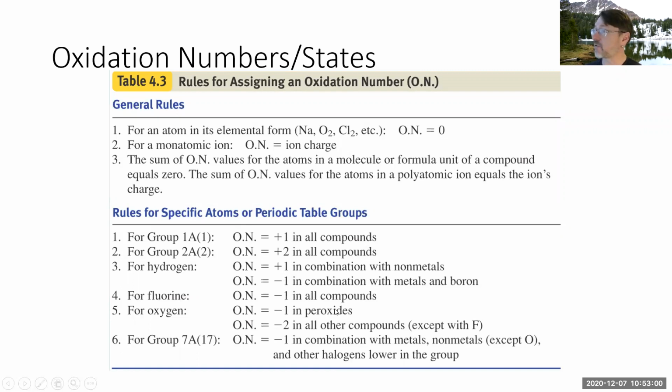An exception to that is a peroxide. A peroxide is a case where you have an oxygen atom bonded to another oxygen atom. And so in that case, that oxygen-oxygen bond is going to be split equally. And so that one is going to be a -1 in those cases. For group 7A, so the halogens, it's going to be -1 in combination with metals and nonmetals except for oxygen, and other halogens lower in the group. So the halogens, chlorine, bromine, iodine, and so on, tend to have a -1 charge. So these are the general rules that you can follow.